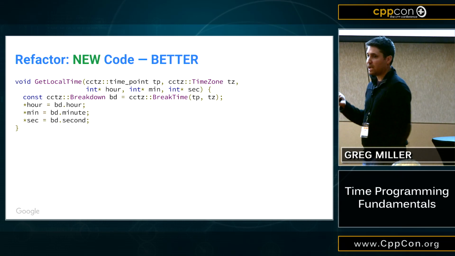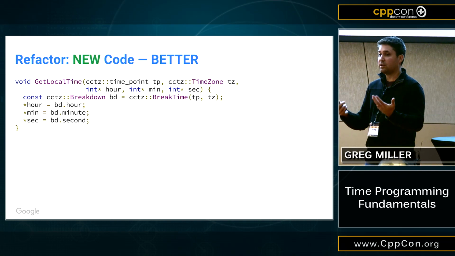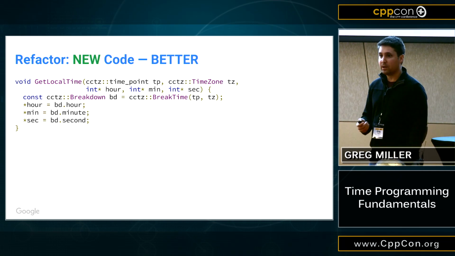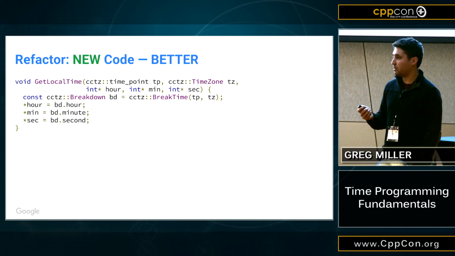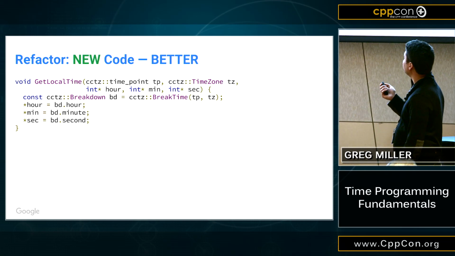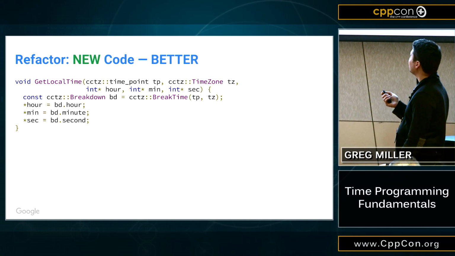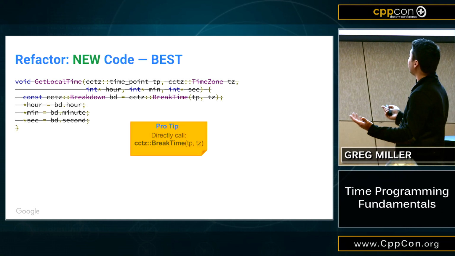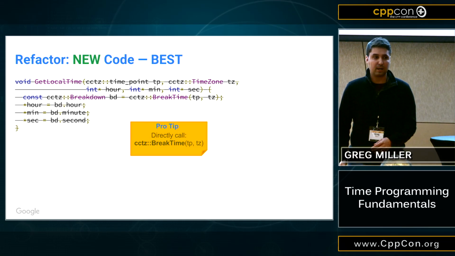The benefit here is now the caller can load up any time zone they want. They can also handle the errors of loading the time zone if they want. Previously, both versions of the code just ignored any load failures on the time zone. So this is an improvement. And then the body of this function basically boils down to one call to CCTZ break time, and then we just assign the output. So really, there's no need to have this function at all. The real refactoring here is just to delete the whole thing and just have the caller call CCTZ break time.